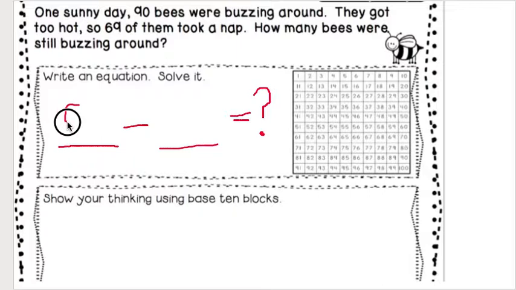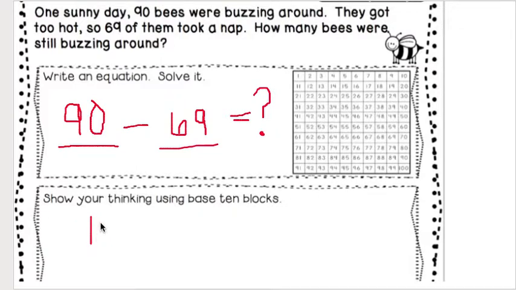So they started with 90 bees. And then 69 of them took a nap. Okay, show your thinking using base 10 blocks. So the first thing that's different about subtraction than addition is you only make the first number in base 10 blocks. So we're only making this first number, which is 90.